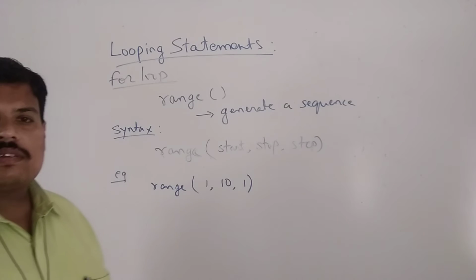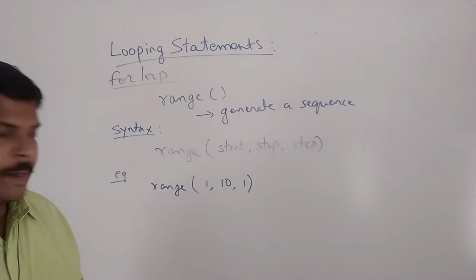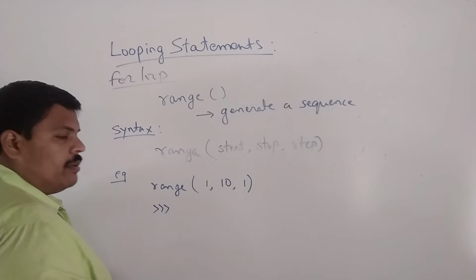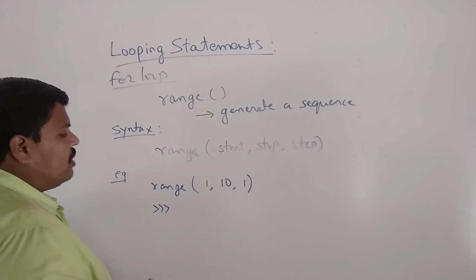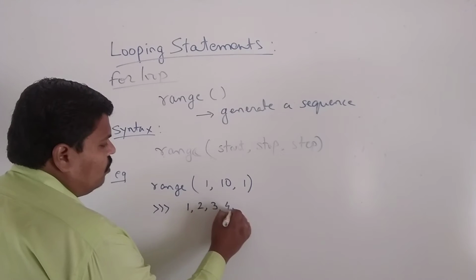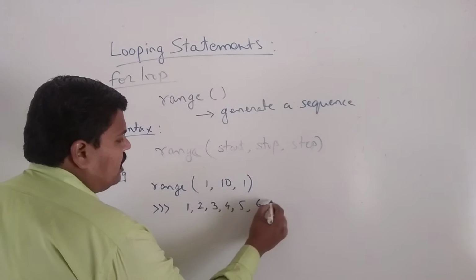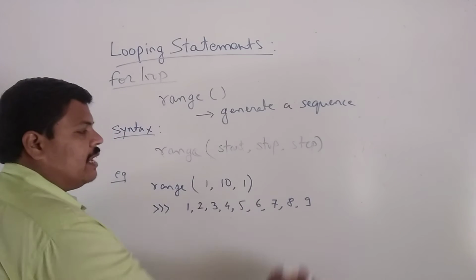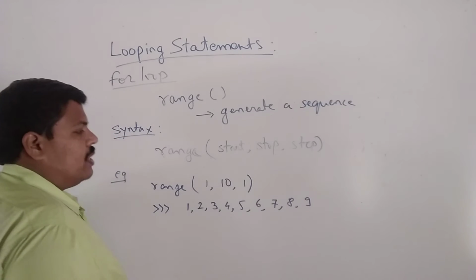The range function, let us try 1 to 10, step 1. Tell me the output of this. 1, 2, 3, 4, 5, 6, 7, 8, 9. The output for this on the prompt, if we write this, what will be the output? 1, 2, 3, 4, 5, 6, 7, 8, 9. Will 10 be included? No, 10 will not be included.